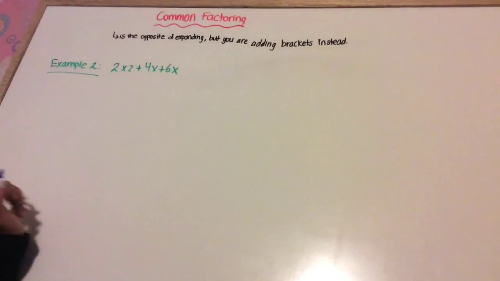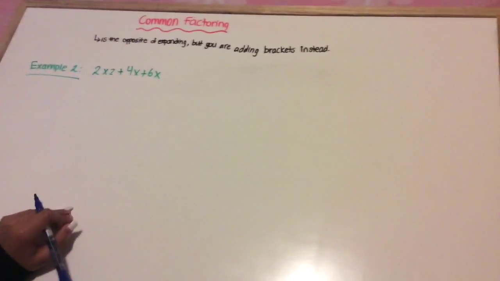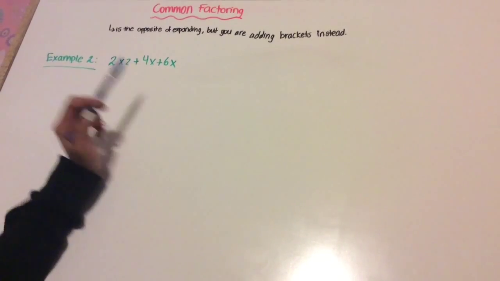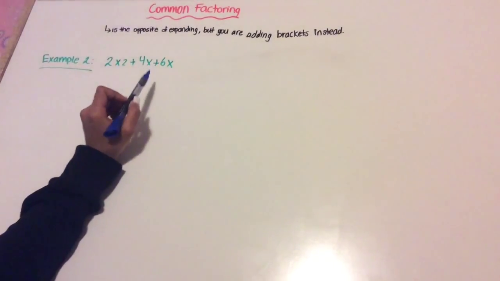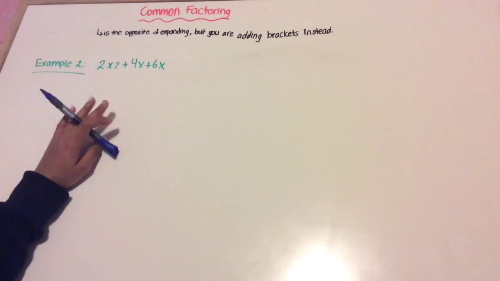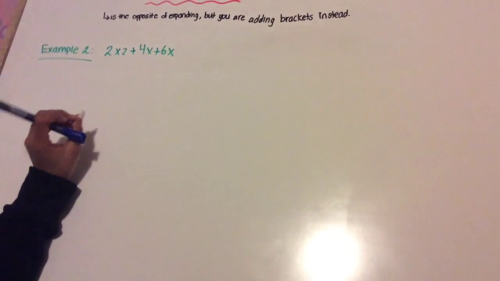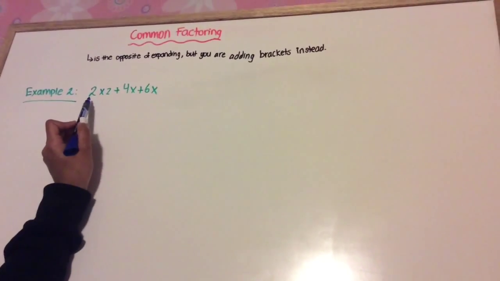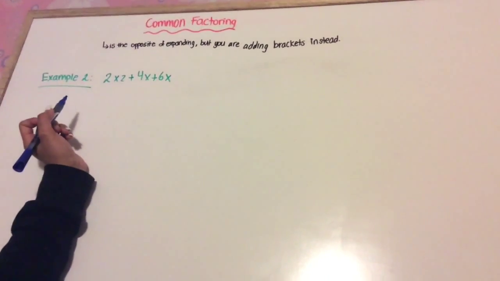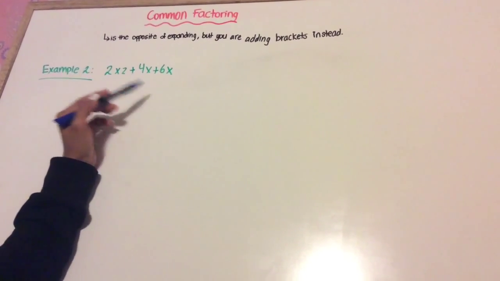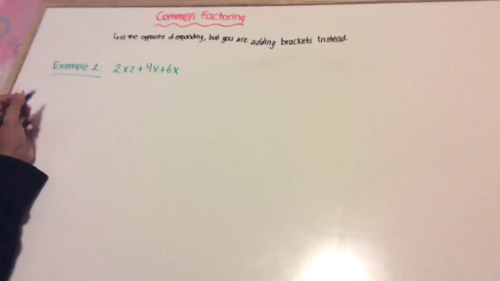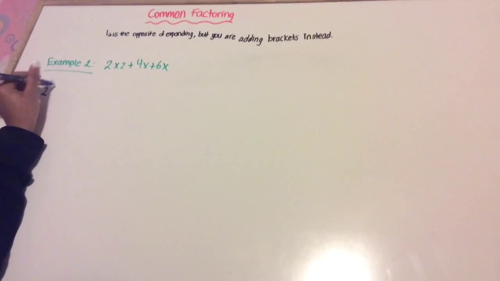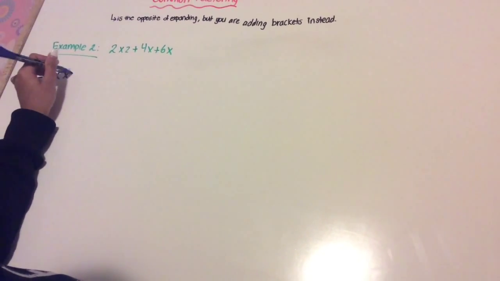So this is the second example of common factoring. Here we have 2xz plus 4x plus 6x. Here, remember again, the first step before common factoring is to find the greatest common factor. So the greatest common factor we have here is 2, because 2 can be divided by 2, and 4 can be divided by 2, and 6 can be divided by 2. So we're going to put the 2 outside the bracket, and we're going to simplify.